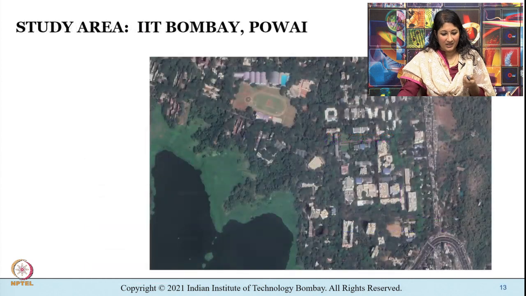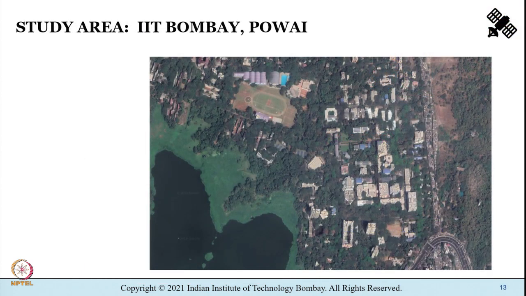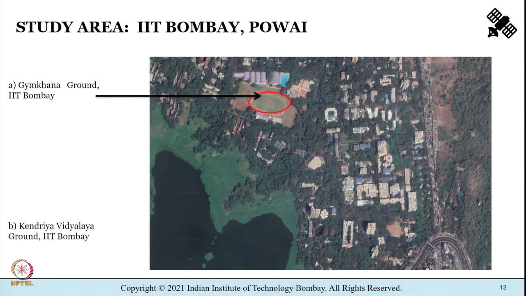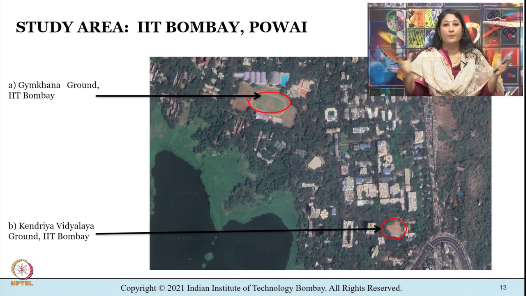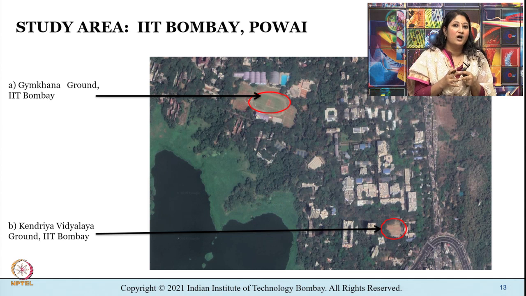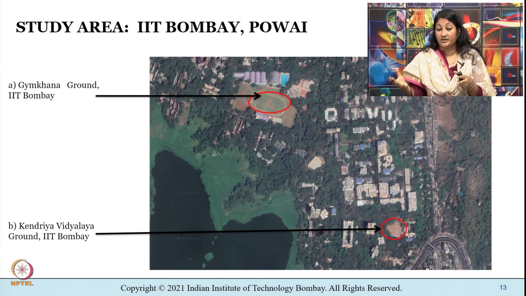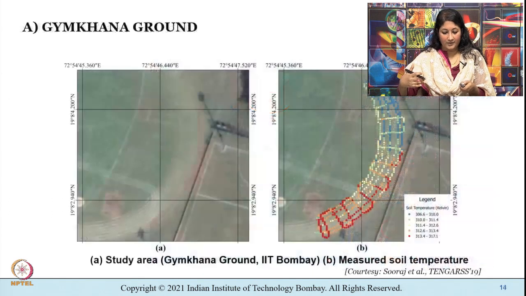And then for the study area, we used two sites. One is the Gymkhana ground of IIT Bombay, and second is the Kendriya Vidyalaya ground, also within the IIT Bombay campus. So, these two grounds were relatively open, and therefore, we thought to conduct in-house preliminary studies using the radiometer instrument at these two locations. Okay.